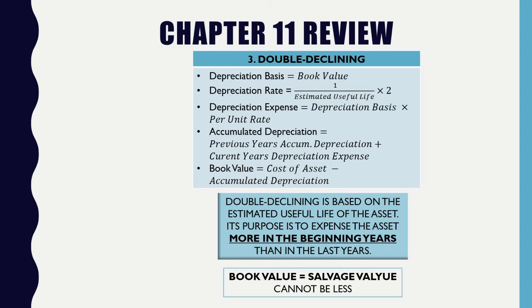So again, this is the definition of double declining: you have the assumption that you're going to be utilizing the asset more in the beginning of its life than at the end. And one concept you need to know is your book value must always be equal to or greater than your salvage value. It can never be less.